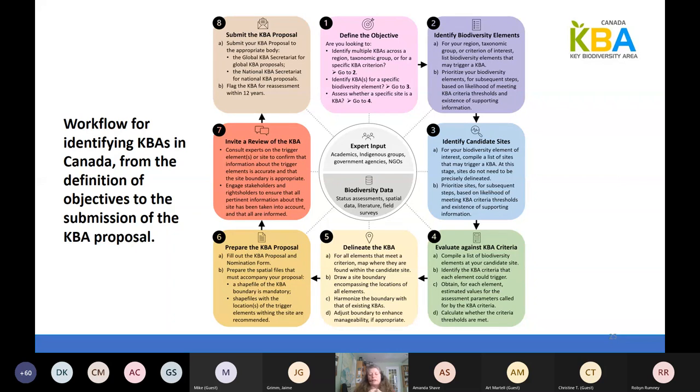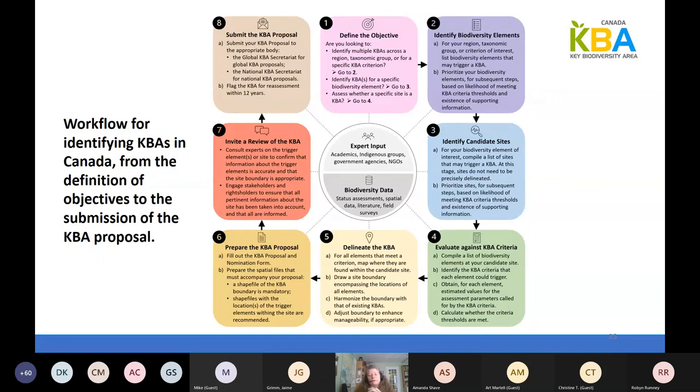Once a biodiversity element and candidate site are identified, we use the best available data to calculate whether the site meets the quantitative thresholds required to qualify under one or more criteria. The site boundaries are then delineated based on ecological data. There is no minimum or maximum size. And next, a proposal will be created.